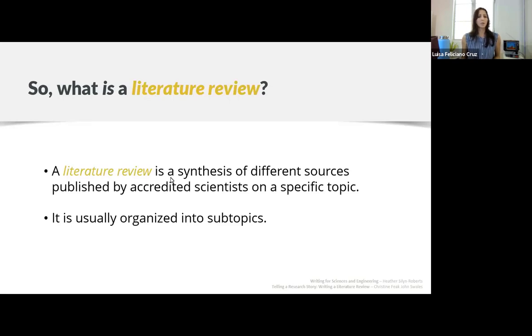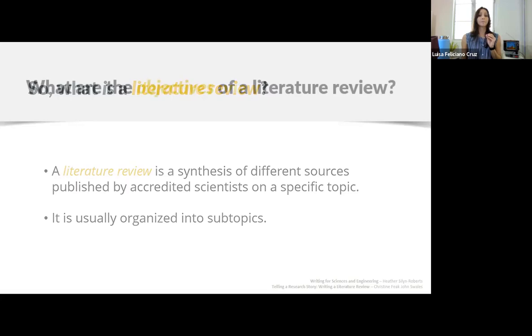Usually a literature review is organized into subtopics. If you're writing a review for a technical report or maybe, like we talked about, the letter of proposed research for a scholarship, it might not need subtopics, but if it's for a longer document, like a thesis or dissertation, then you're gonna need to organize them into subtopics.